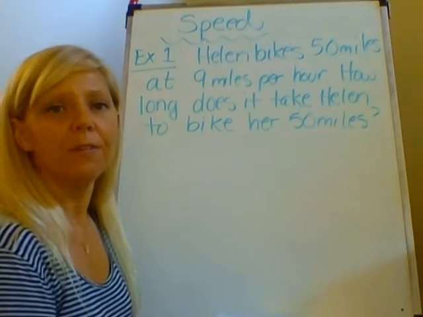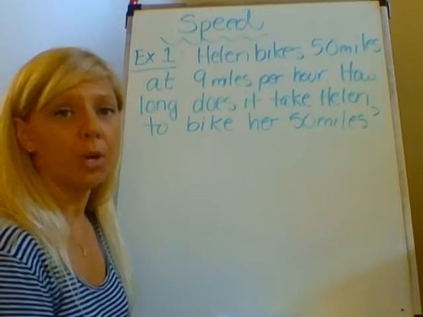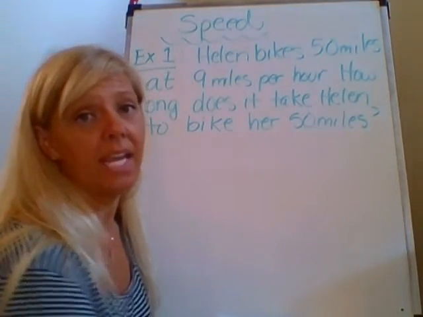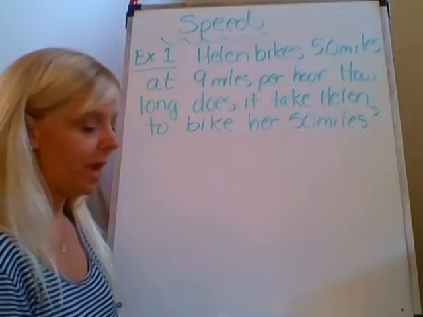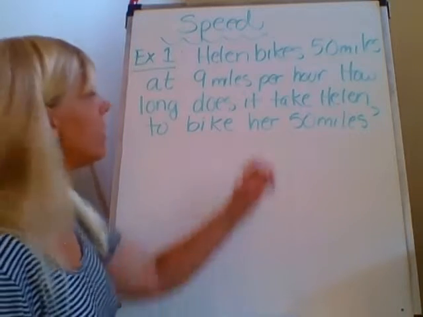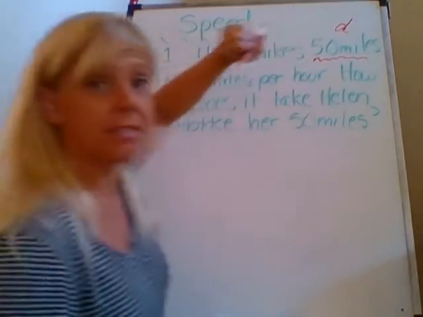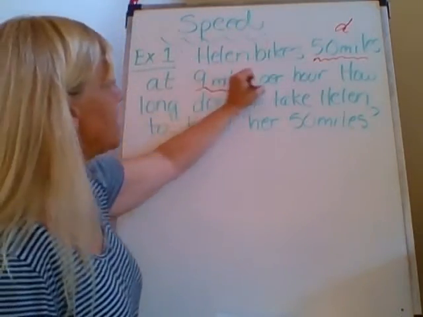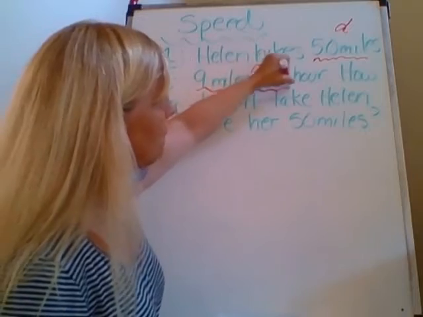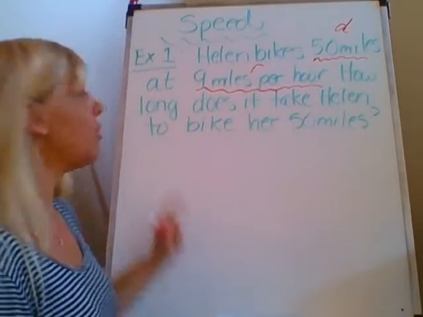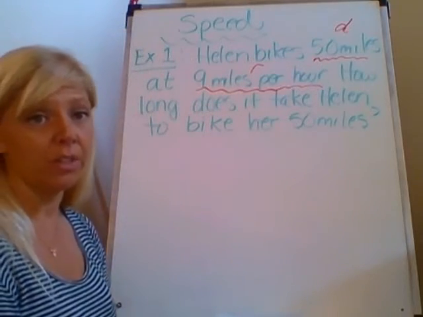All right, so here's our first example. Helen bikes 50 miles at 9 miles per hour. How long does it take Helen to bike her 50 miles? So in this problem, we are given the distance. I'm going to put D for distance, and we're given the rate. How fast is she biking? And we need to know the time. That's our unknown in this problem.